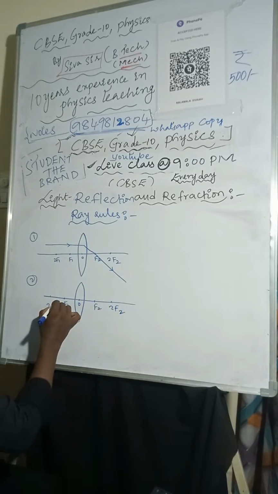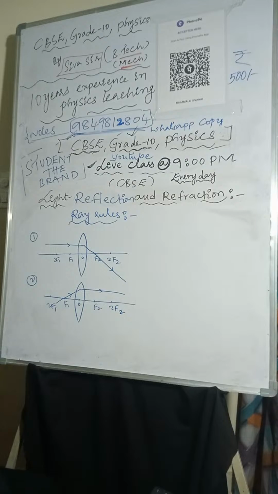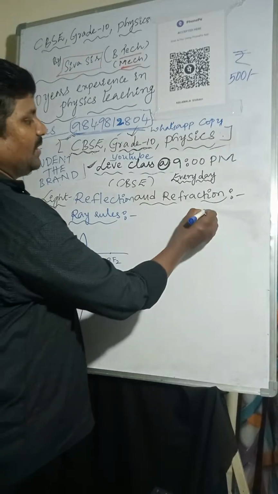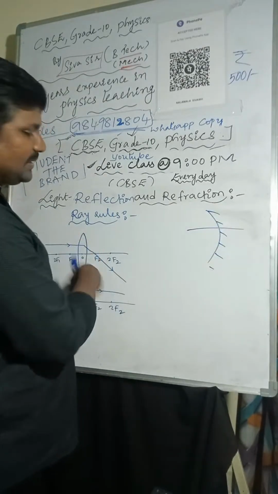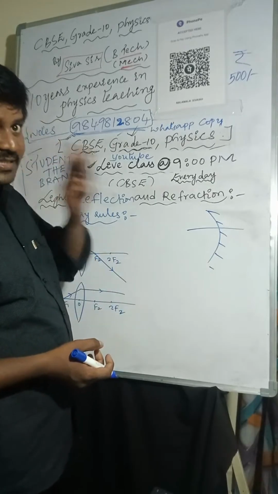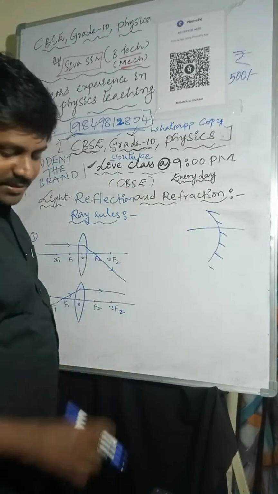If the light ray passes through the focus, after refraction it passes parallel to the principal axis. Sir, I am getting confused between the lens and the mirror. Ma'am, actually this is a lens. If it is a closed shape, it is a lens. If you draw a single line like this, it is a mirror. So no need to get confused. This is the mirror, and this one is the lens.